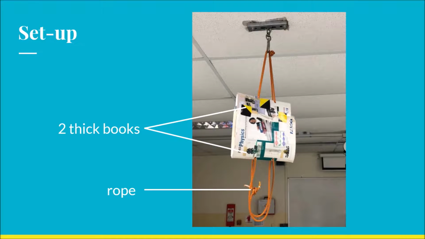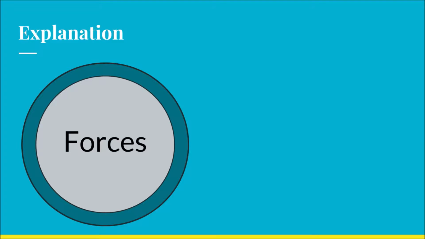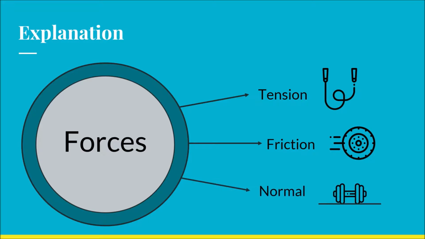This is a close-up of the setup. It is made up of 2 thick books and some sturdy rope. The concept we will use to explain this demo is forces. There are 3 main forces which are pertinent to this demo, namely tension, friction, and normal force.